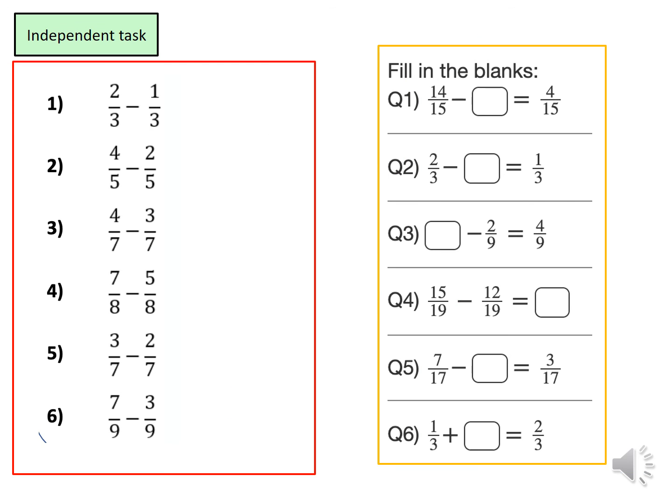Okay, this is the second part of the task. What I would like you to do is to answer 4 from red, and I'd like you to answer 4 from amber. Again, if you have any improper fractions, please convert them into mixed numbers, and if you have any questions regarding the work, please message me on ClassCharts. Once you have finished, please take a picture and upload your solution onto ClassCharts. Good luck.